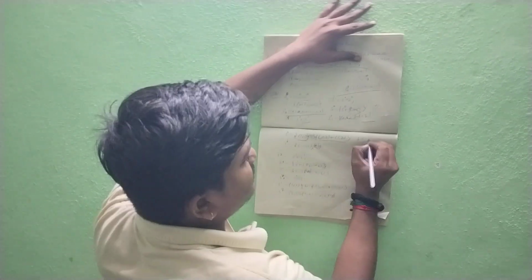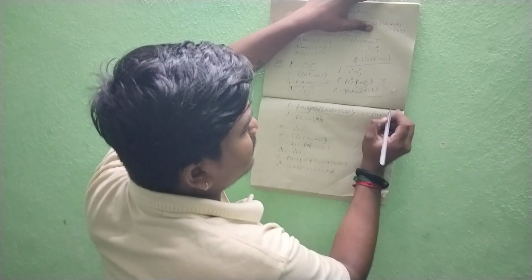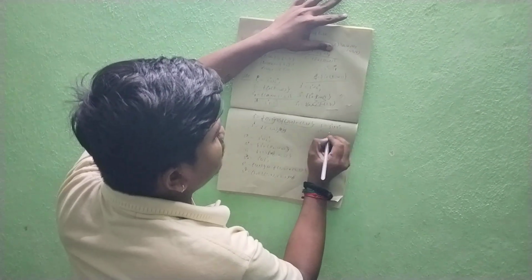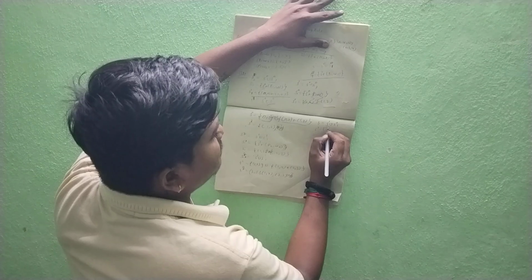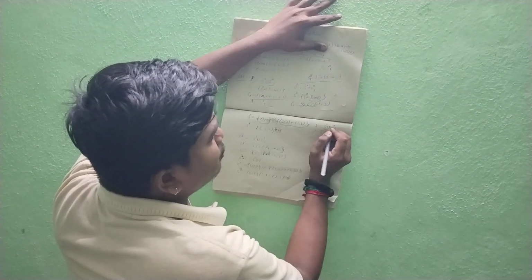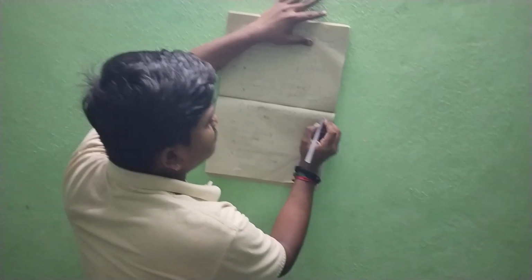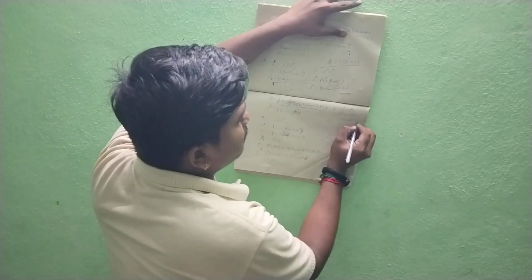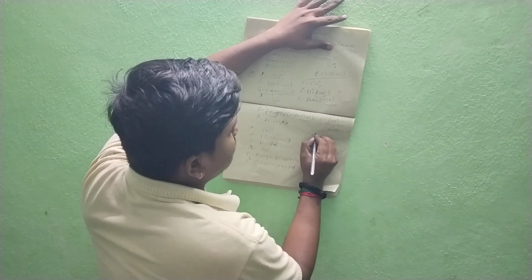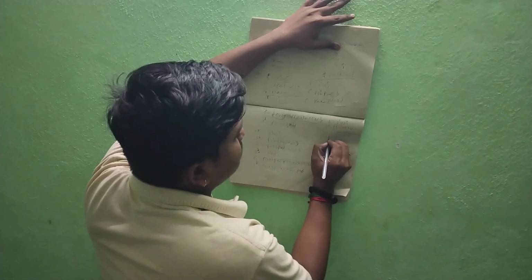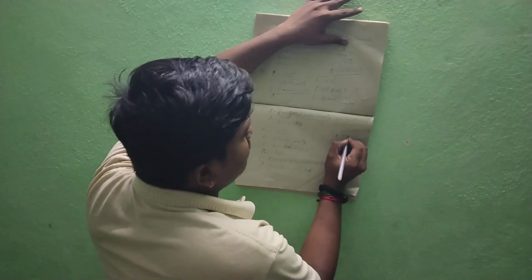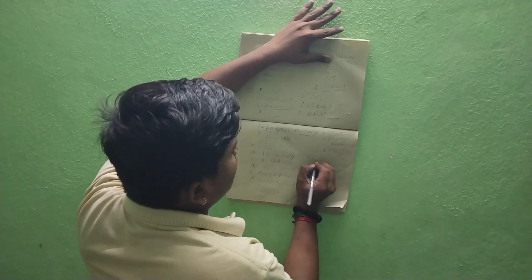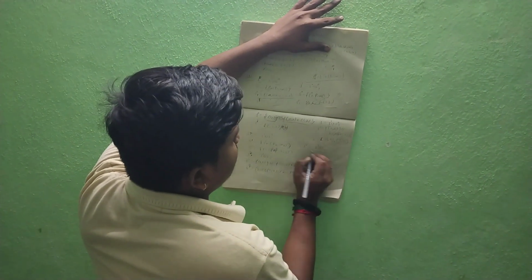S1 is equal to S power 0 union S power 0. I will take the given values 0 comma 0 union of 0 comma 0, 1 comma 2. Those values are 0 comma 0, 1 comma 2. And S2 is equal to S1 union S11.